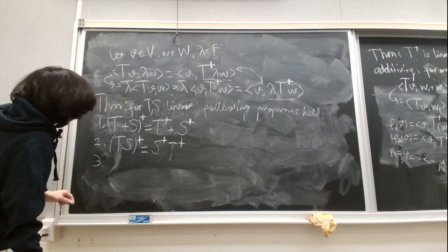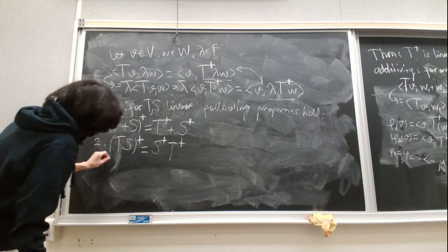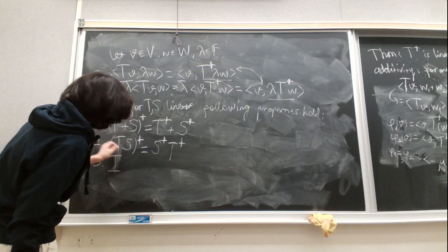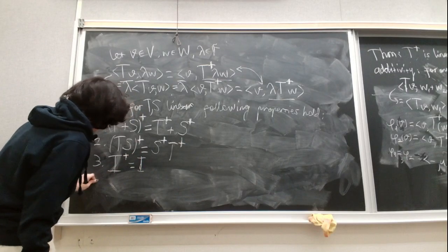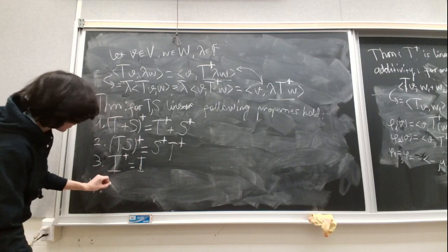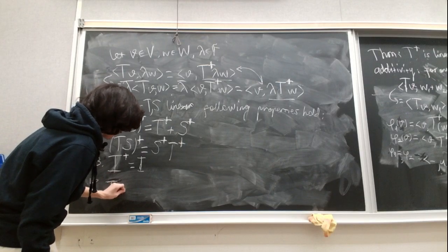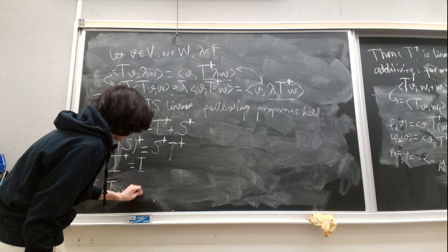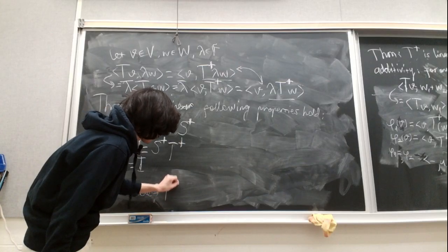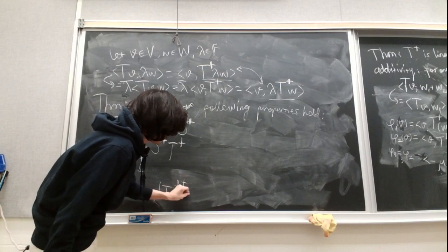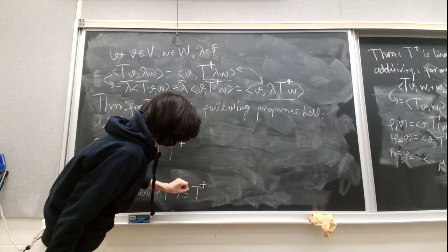The third, what's the third one? Well, let's go with this one. The third is that the adjoint of the identity is the identity. The fourth is that the adjoint, well, if T is invertible, then T inverse adjoint is equal to T adjoint, T adjoint inverse.